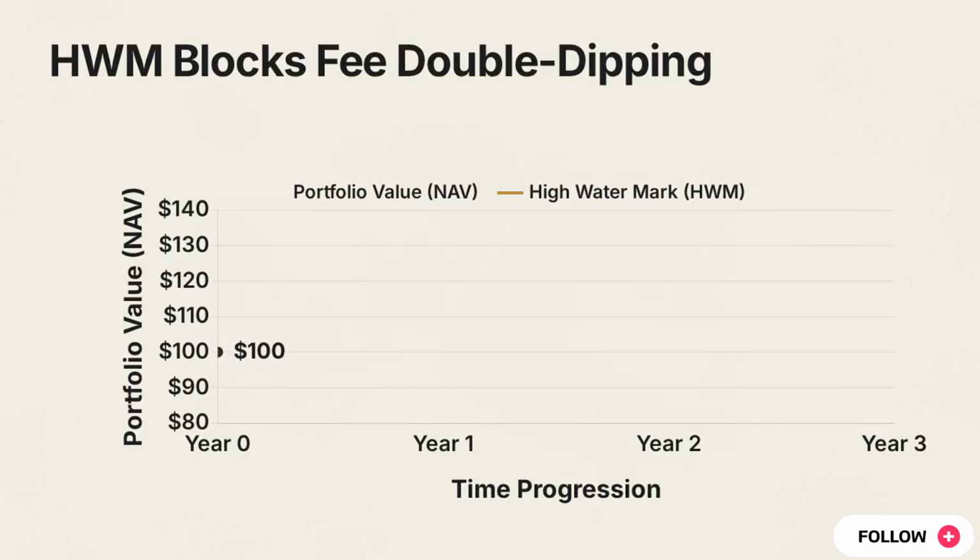This chart illustrates the high watermark principle. It's a strict mathematical rule designed to prevent managers from double-dipping on fees while a portfolio merely recovers from a loss. If a portfolio gains 15% in its first year, the manager earns their fee. The dotted high watermark line rises perfectly in tandem, setting a new peak.